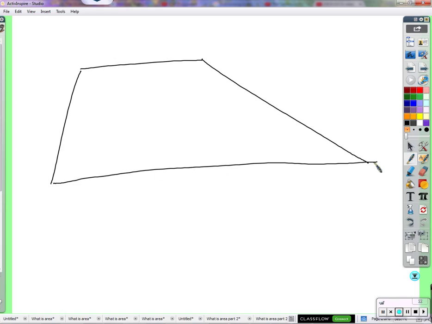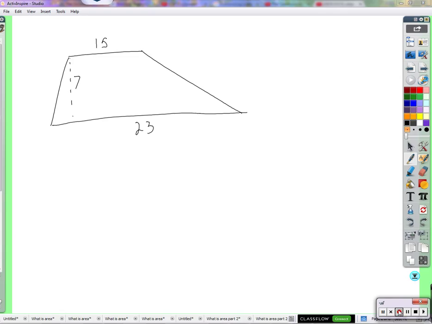Oops, sorry. Right, let's call this 23. Call this one 15. And the height, we'll give that 7. Alright, tell me the area of that trapezoid. Just work it out in your notes. This is your notes that you keep. You're not handing it to me. Just work out the area. I'll come around and see how you're doing.